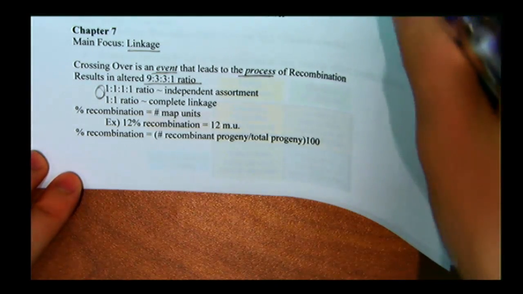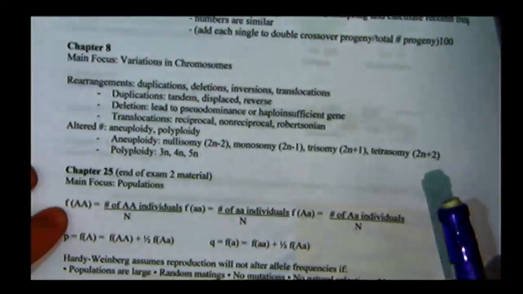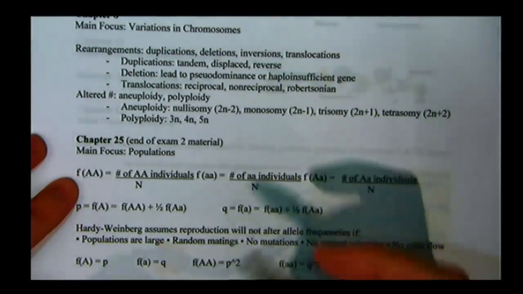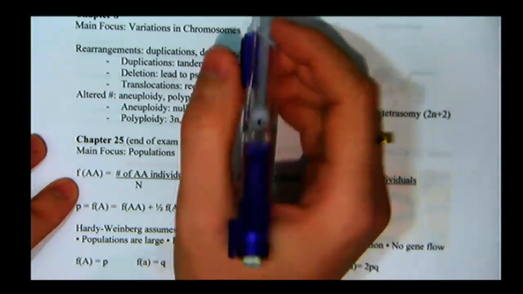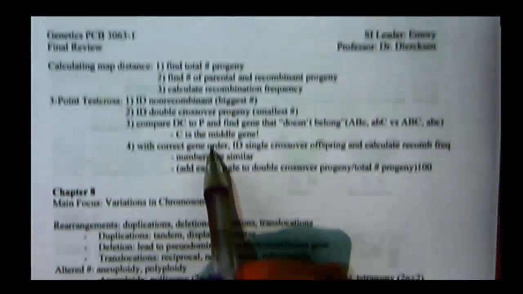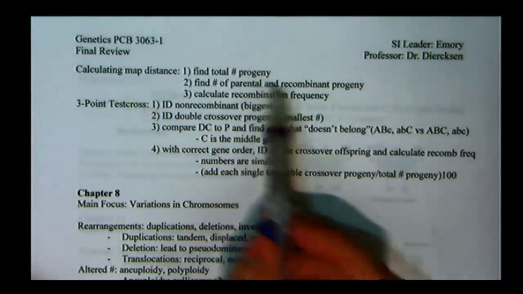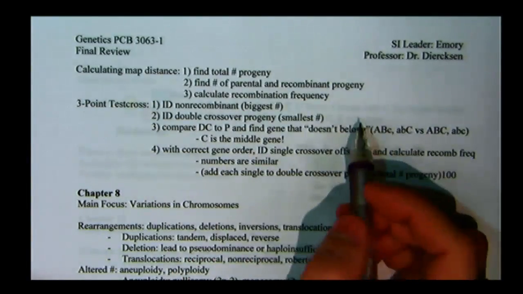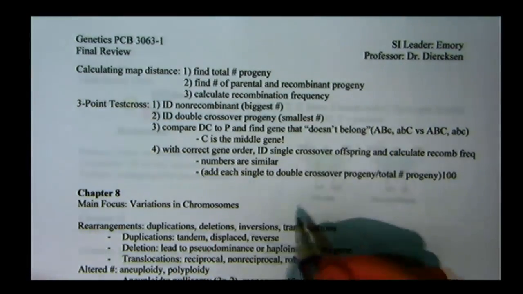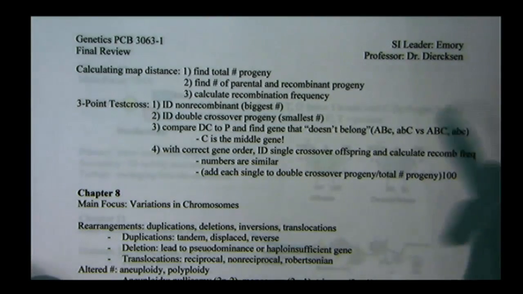Okay, and I gave you the basic steps of determining map distance between genes. So you find the total number, oh, sorry, you can't see that. You find the total number of progeny, you find the total number of parental and recombinant, and you calculate the recombination frequency. And that would be your map distance, because remember, percentage recombination equals your map units.